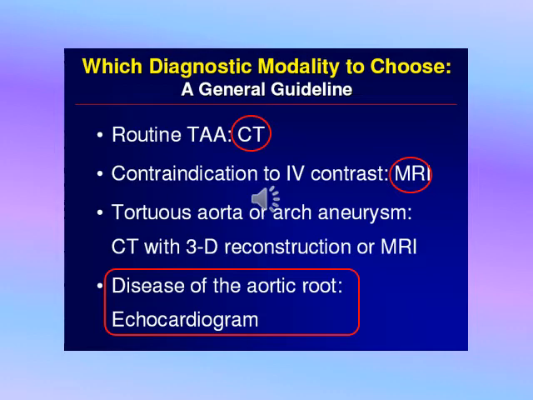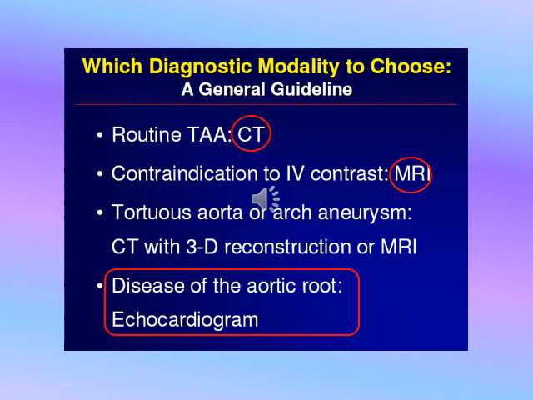And the easiest is the echo, which we can use in patients with affection of the root, which is easily seen by an echo machine. So we can see patients with an aortic annulus affection, aortic regurg, along with ascending aorta. We can also image those with an echo.